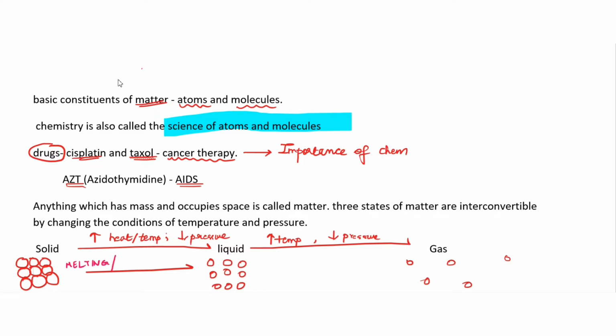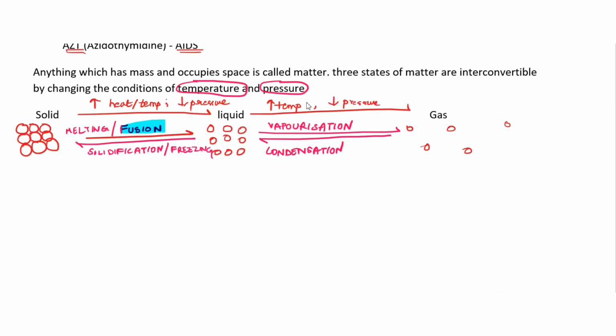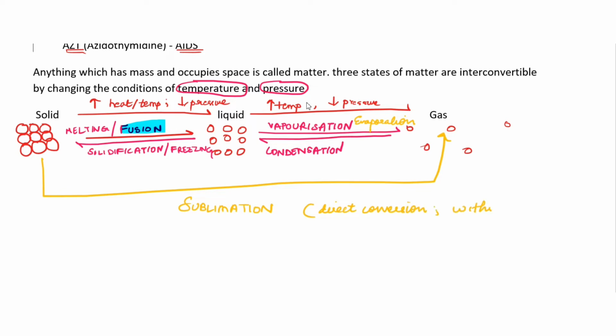Okay, this process of converting solid to liquid is known as melting or fusion, and the reverse process is known as solidification or freezing. And the process of conversion of liquid into gas is known as vaporization, commonly evaporation we call it, and the reverse process, that is gas into liquid, is known as condensation. Now, solid can be directly converted into gas without undergoing the intermediate liquid state, and this process is known as sublimation.